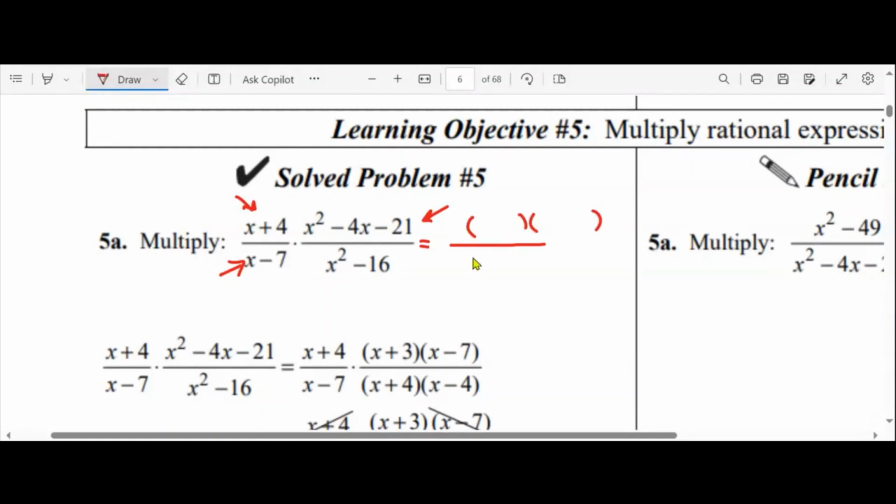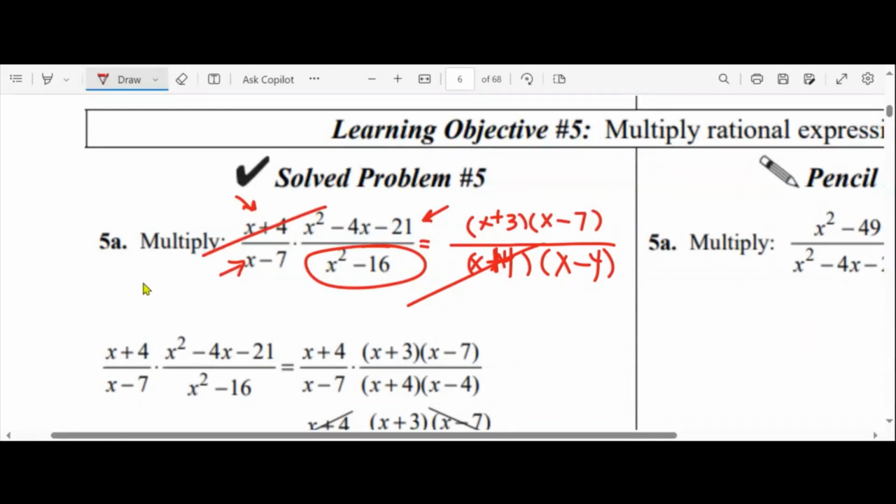No, not 4. X plus 3, X minus 7. X and X, and then what? 3 and 7. Which one is the sign? Minus. Right. What about the bottom here? X plus 4, X minus 4. Now can I cancel X plus 4 with X plus 4? Yes. Can I cancel X minus 7 with X minus 7? Yes. So what's your final answer? X plus 3 over X minus 4. Easy as easy? That's your final answer.